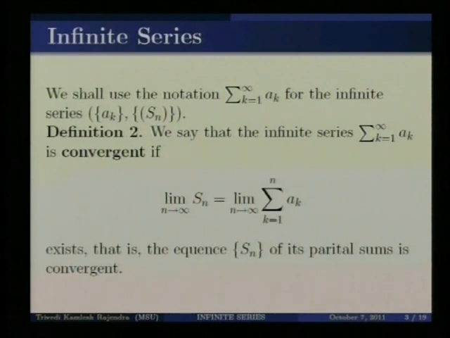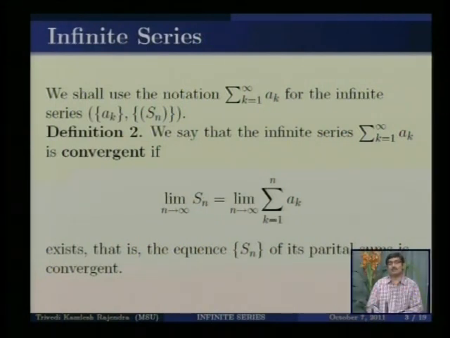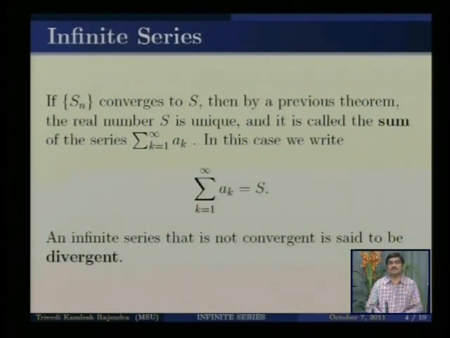So now let us move to another important definition, and this is just using the definition of convergence of a sequence. We say that the infinite series summation k equals 1 to infinity of a_k is convergent if the associated sequence of partial sums, as we had seen in the definition, is convergent. That means if the limit of the partial sum sequence exists, then we say that the series is convergent, and if the limit of this sequence S_n is S, then we say that the sum of this series is S.